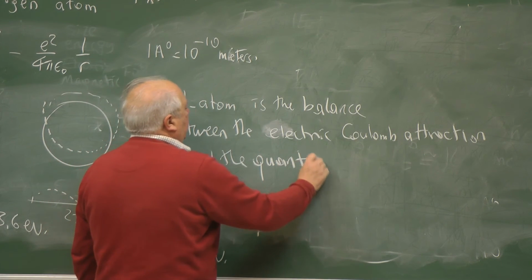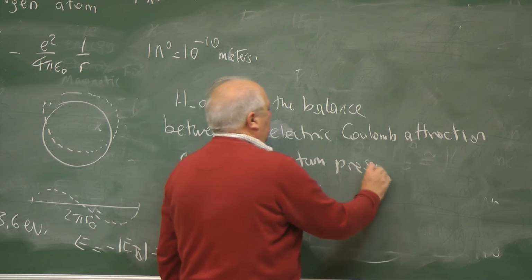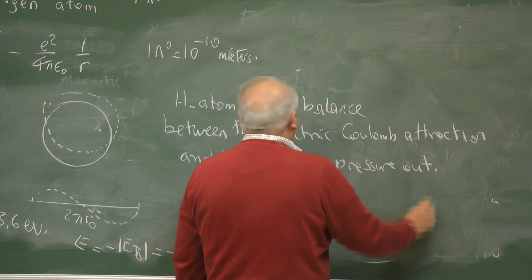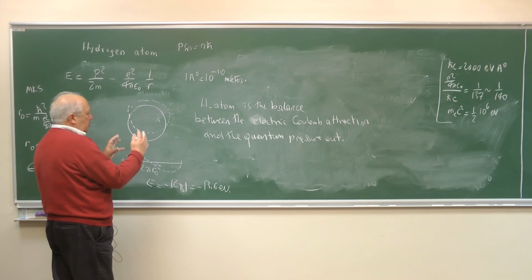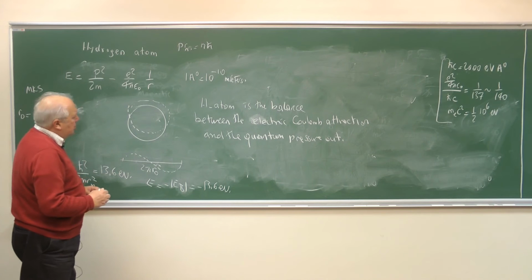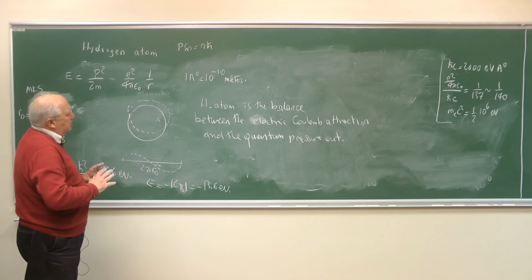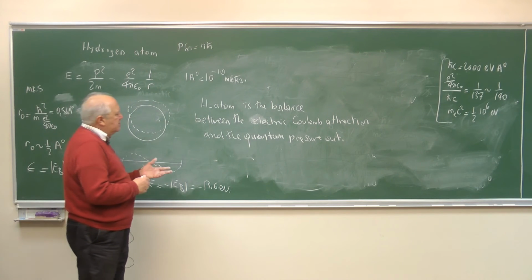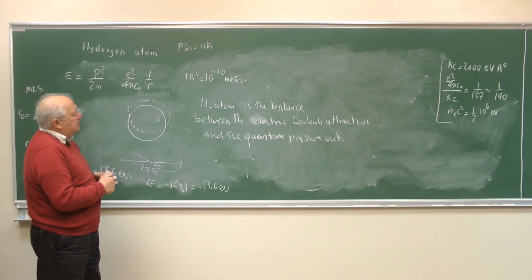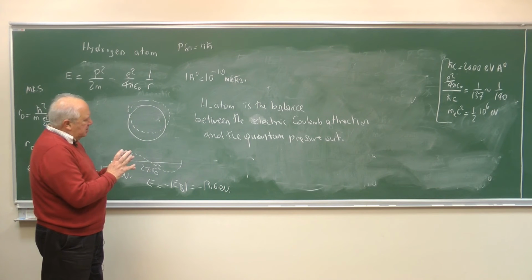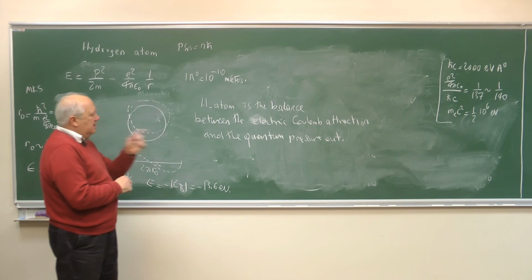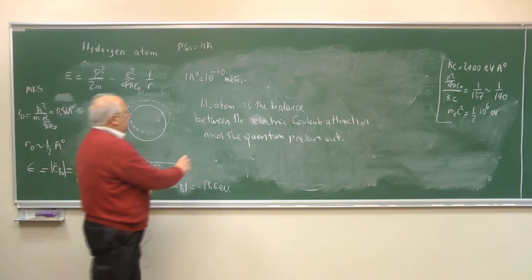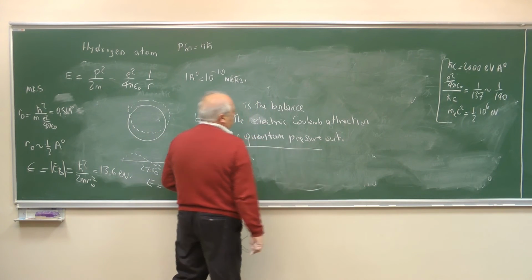Quantum pressure out. So this quantum pressure is this term, namely as the electron approaches the nucleus or the proton, it gains this kinetic energy and is pushed out. That's the quantum pressure. If it moves away, there is the Coulomb attraction, and the stable situation of the hydrogen atom is the balance between the two when the energy is minimized. This occurs often in physics.